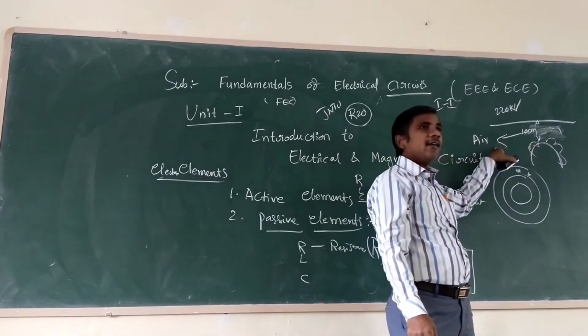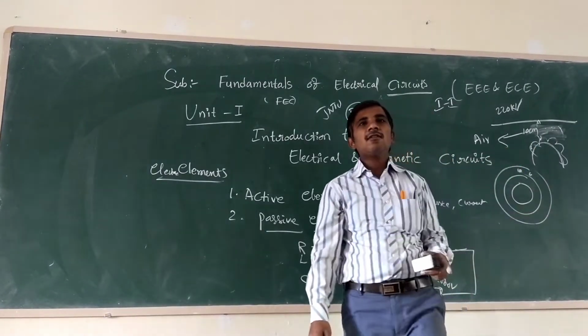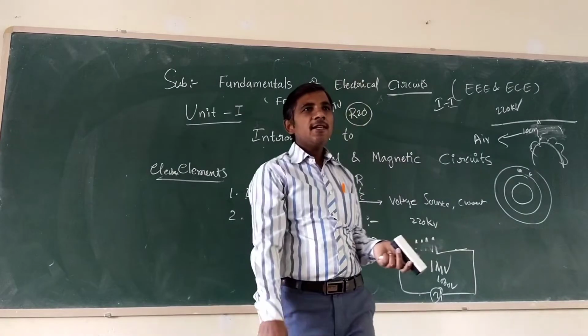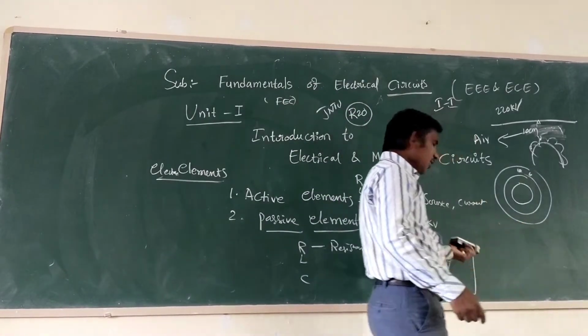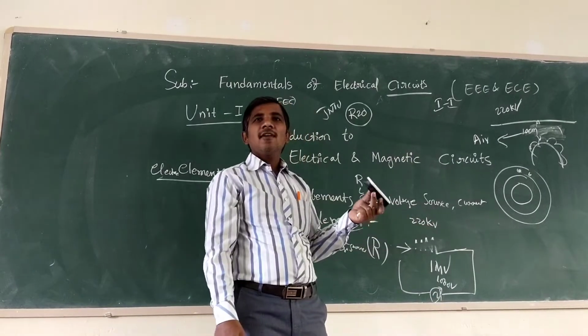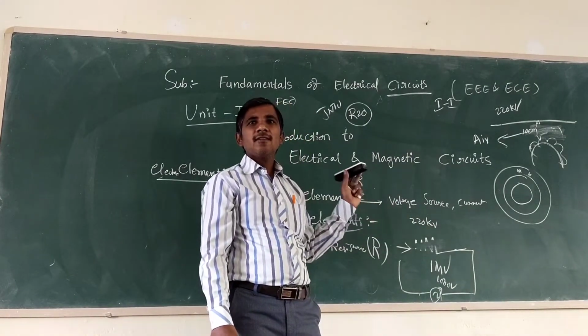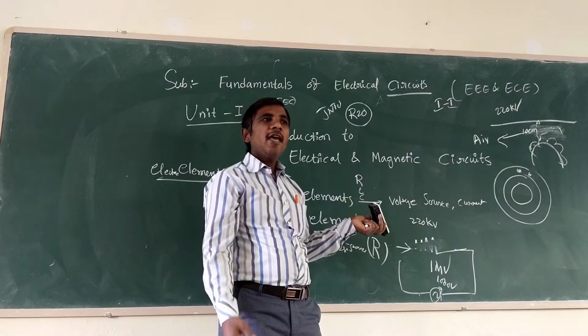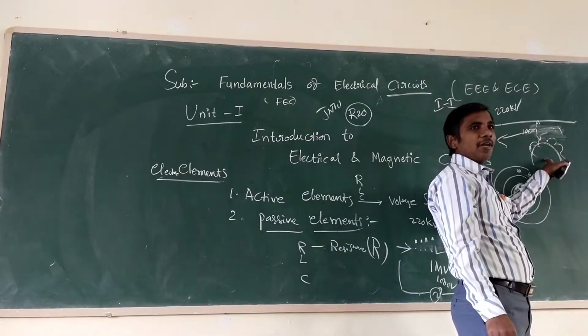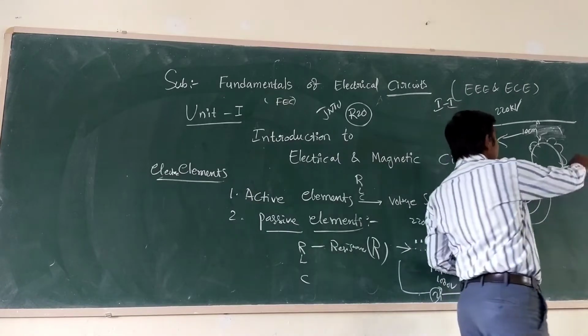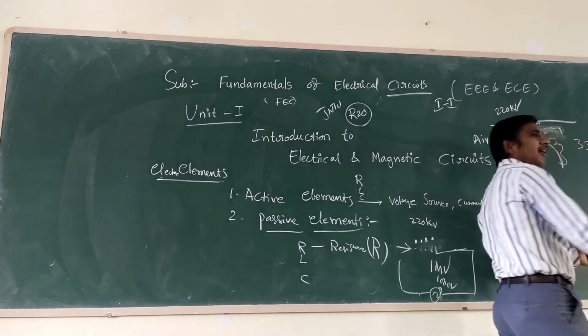Because air is an insulator. Air is an insulator or not? Air is an insulator. Not only this duster, air is also an insulator. Air also loses its properties when you apply the potential more than 220 kV. More than 33 kV, if you apply, air has a dielectric constant.